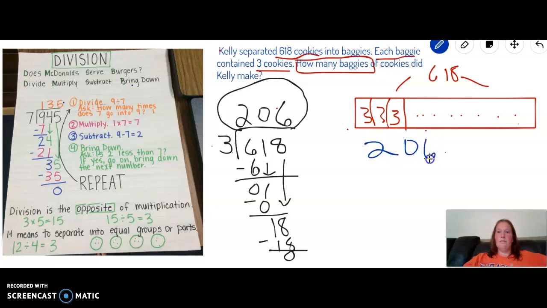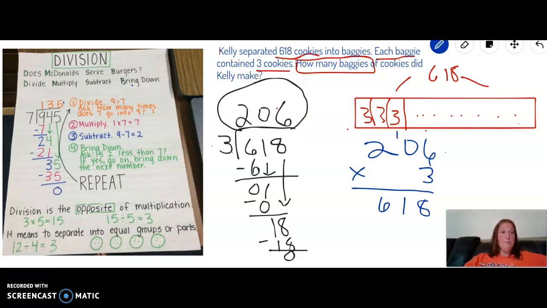206 times 3. Remember, this is just to make sure we have it correct. It's always good to prove your answer. 6 times 3 is 18. Carry. 0 times 3 is 0, plus 1 more is 1. 2 times 3 is 6. 618. Perfect. Now, believe it or not, sometimes the teachers make mistakes too, right? So we need to check our work because I've caught myself making a mistake and I'm like, oh, I need to go back and fix it.